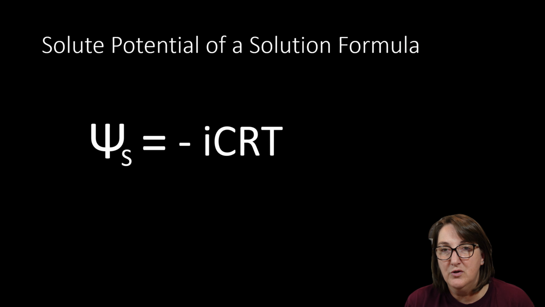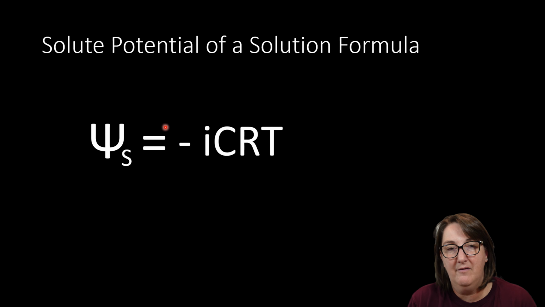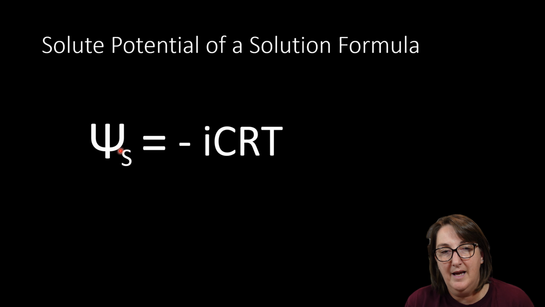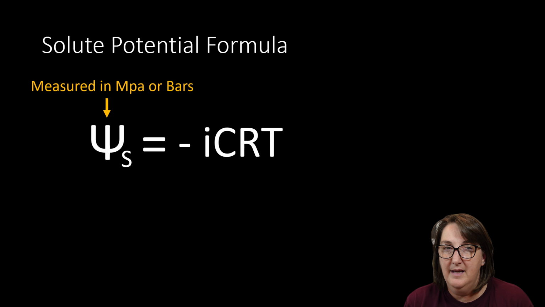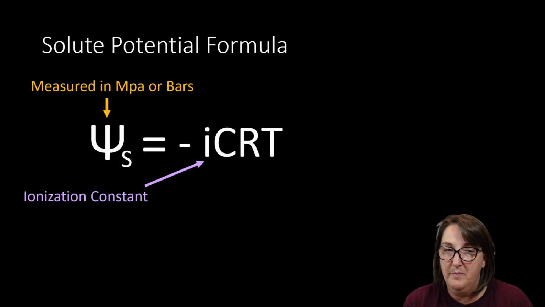The solute potential of a solution. Here I have my potential, and this S means solutes. Okay, so my solute potential. And then this is my formula for that. So this will still be measured in megapascals or bars. And then now I have this other part here that I have to break down. So I have this negative i. That's my ionization constant. And that usually pertains to two types of molecules.